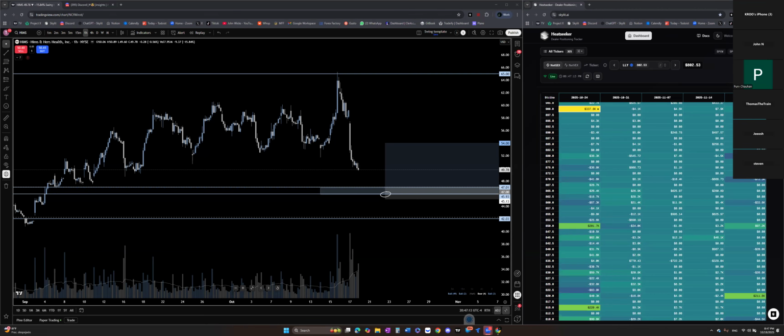I will say price delivery, how long price was delivered from a node on individual tickers. I've heard people say like 1 to 5 days for price delivery on SPX, SPY, QQQ. I would say 1 to 2 days.